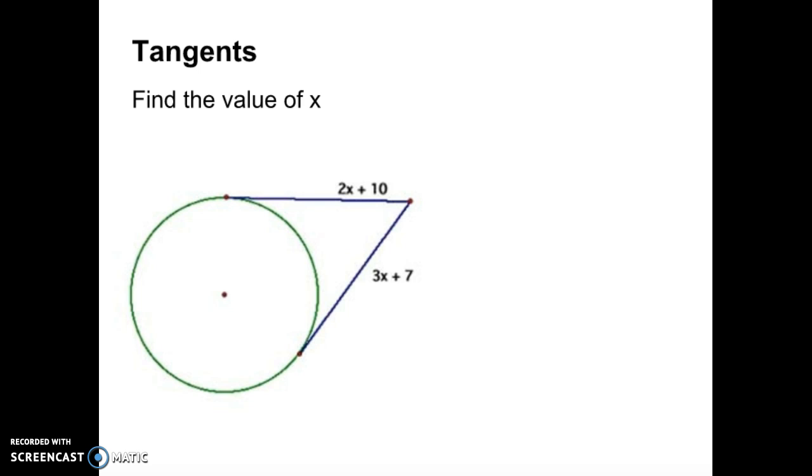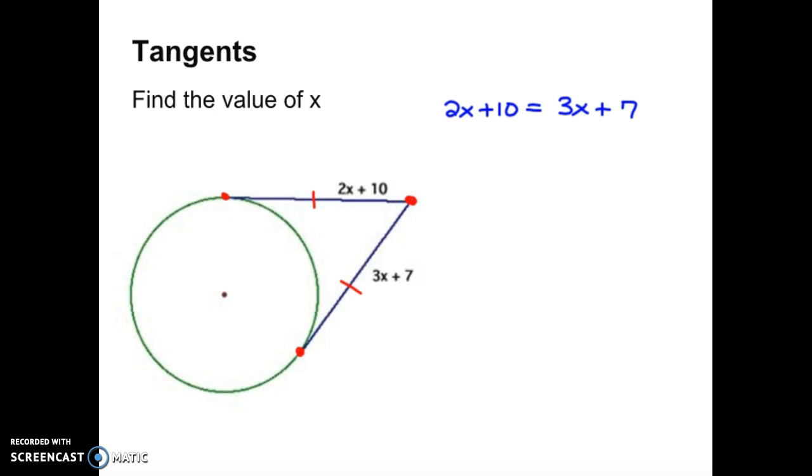So we learned in the other slide that when you have 2 lines that are tangent at a point on a circle, which these 2 are, and they meet each other on the outside of the circle like these 2 do, these sides are congruent to each other. So if I want to solve for x, I know those sides are equal, so I'll set each thing equal to each other. 2x plus 10 has to be equal to the other side, which is 3x plus 7. So I'm going to set them equal and solve for x.